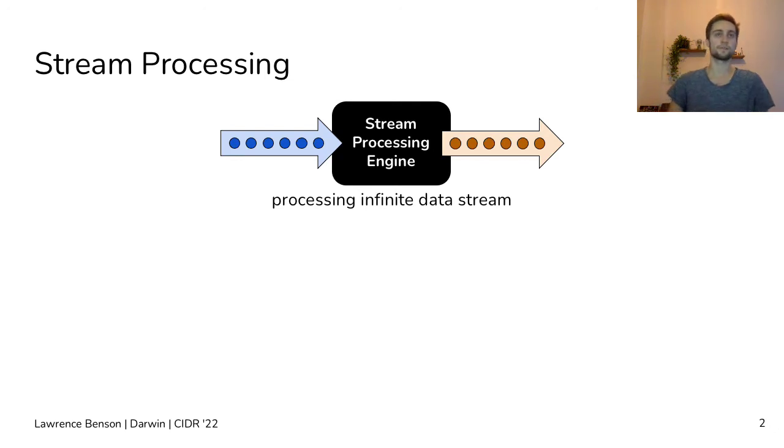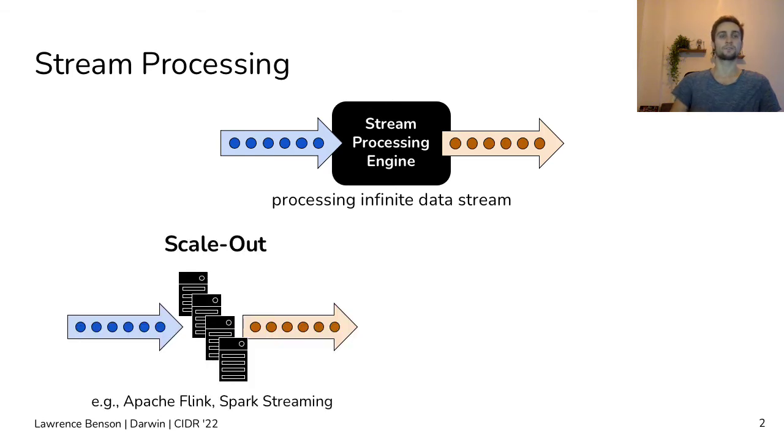So before we dive in, let me quickly give a recap on some of the terminology we're looking at in stream processing. In stream processing, we want to process an infinite data stream. You can see here blue tuples coming in, there's some stream processing engine at the end, and we want to have some output. Currently there are two main system designs that process data like this.